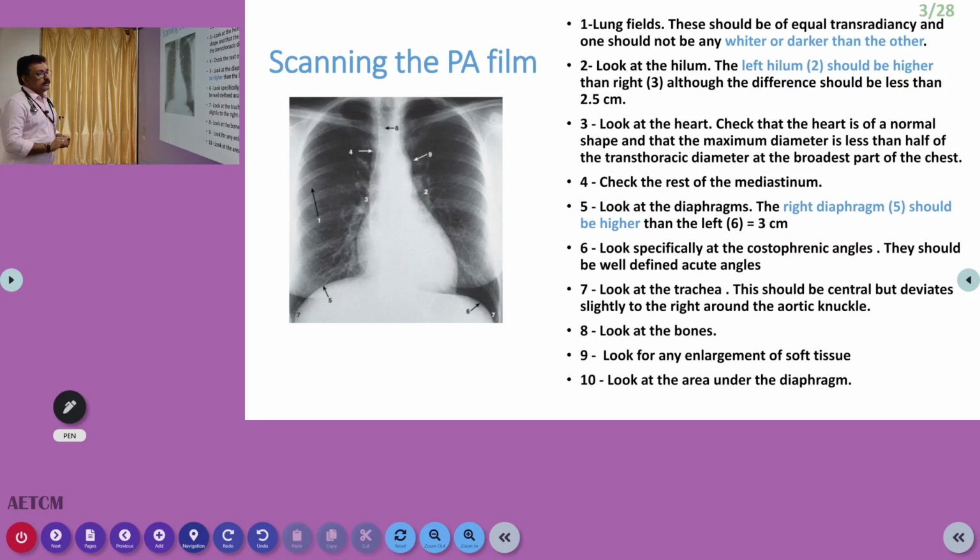And always look at the area under the diaphragm. Sometimes, if there is air under the diaphragm, it indicates some perforation in the stomach. So that also should be checked.